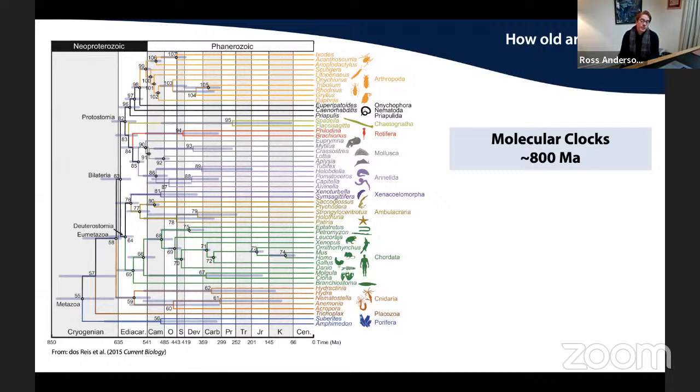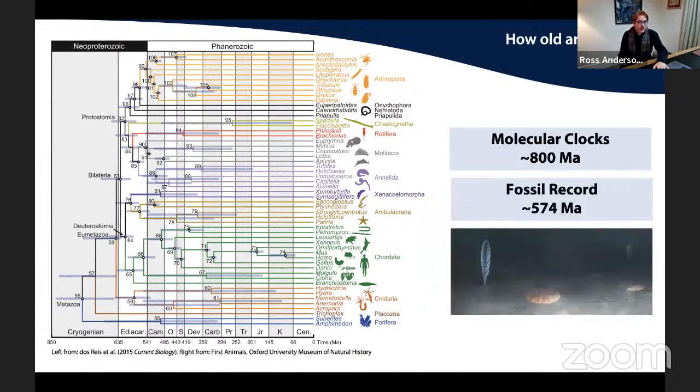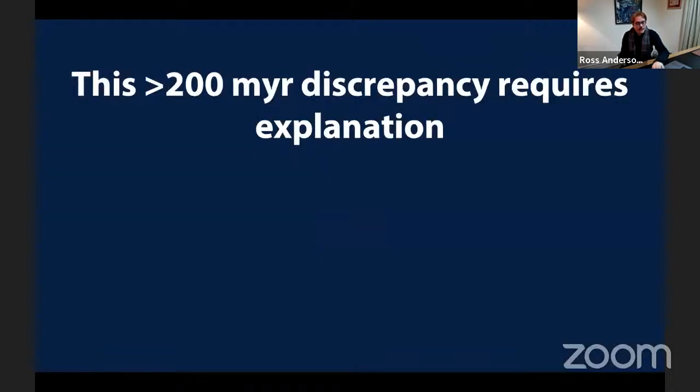One line of evidence for the timing of the origin of animals, molecular clocks, which are built from the genetic data encoded in living animals, argues for an origin as far back as 800 million years ago. In contrast, the known animal fossil record maximally extends 574 million years ago to the fossils of the Ediacara biota. Now that's a discrepancy of over 200 million years, and it requires a scientific explanation.